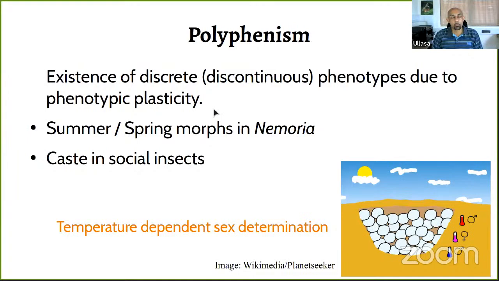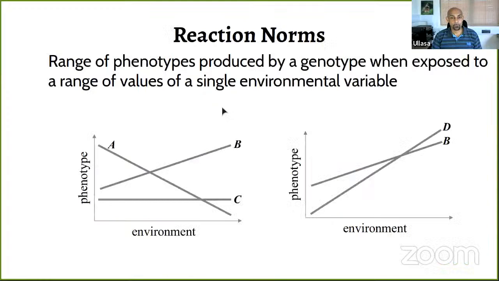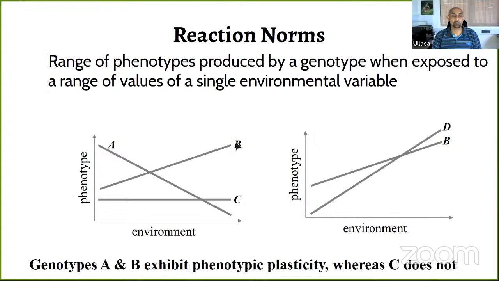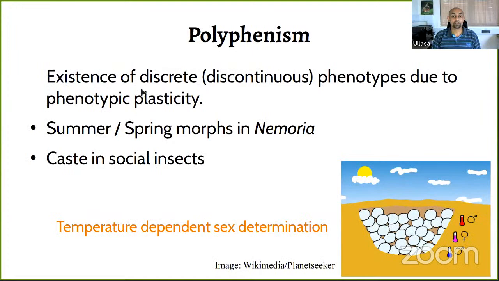Polyphenism is a special case of phenotypic plasticity where the phenotypes are discrete or discontinuous. So for example, if you take this case, the phenotype varies continuously. But if you think of the Nemoria arizonaria morphs, you have two discontinuous, very discrete phenotypes. So eye spot size, for example, is an example of a continuously varying trait. Now, polyphenisms are where you get discrete phenotypes. So caste in social insects is also an example. In many reptiles, the sex itself is controlled by the environment. Rather, it's not controlled, but the environment has a strong influence.